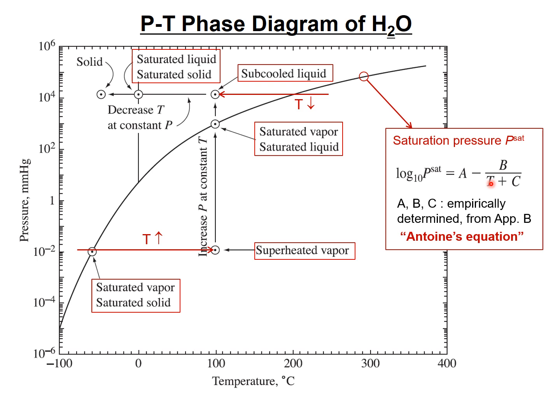And the values of parameters A, B, C were already empirically determined. Then you could get these values from the internet or any database, and also from Appendix B in our textbook. So this line can be described by this equation, and after finding the A, B, and C for your material, you could calculate the saturated pressure from temperature or the saturated temperature from your saturated pressure.